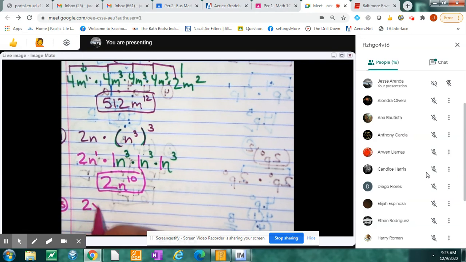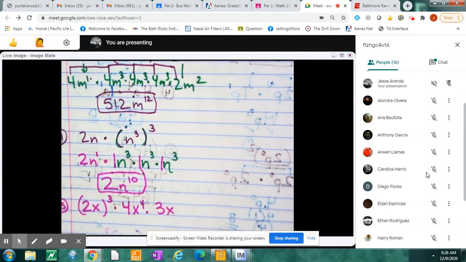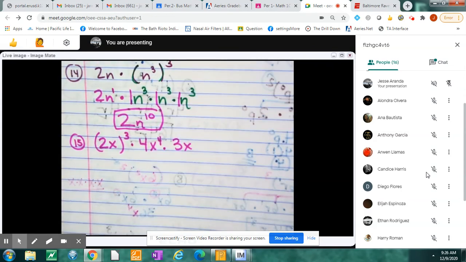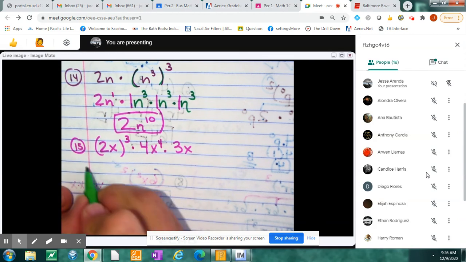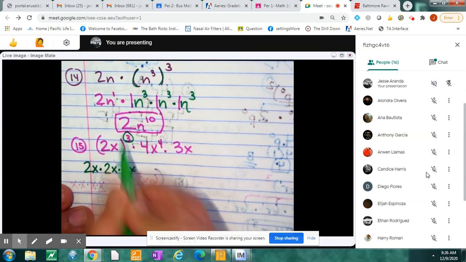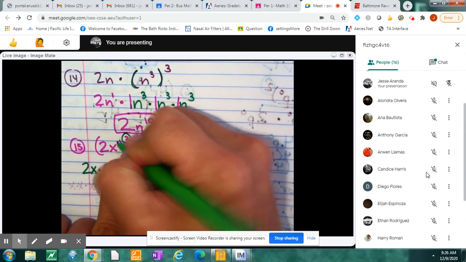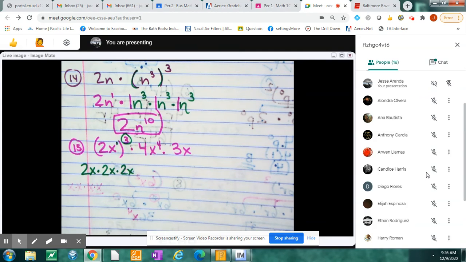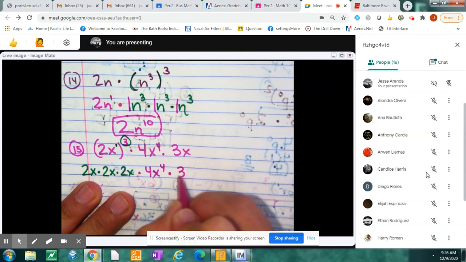Number 15. 2x. There's a lot of raised to the third. I don't know why that happened. Raised to the third times 4x to the fourth times 3x. All right. So if you notice, there's a power to a power right here. So I have to do that first. So I'm going to write 2x 3 times. 1, 2, 3. Because of this power to a power, right? But that doesn't have a power. Yeah, it's actually a 1. It's raised to the power of 3. Okay? And then the 4x to the fourth, we just leave it there. And then the 3x, we leave it there.